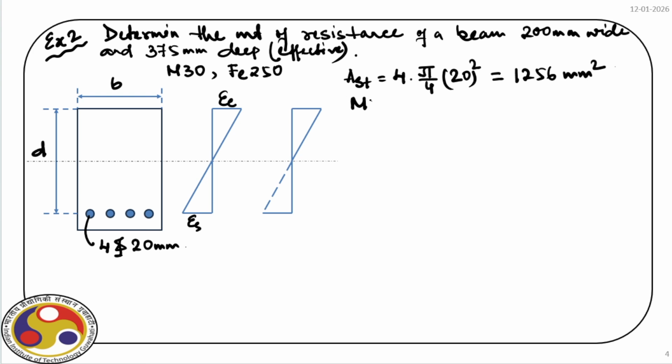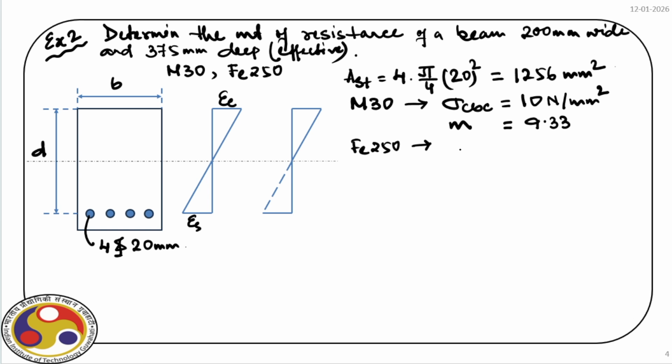Then we have M30 concrete. For that, code specifies sigma CBC is equal to 10 Newton per millimeter square. And then modular ratio M is equal to 9.33. For Fe 250 steel, sigma ST is equal to 140 Newton per millimeter square.